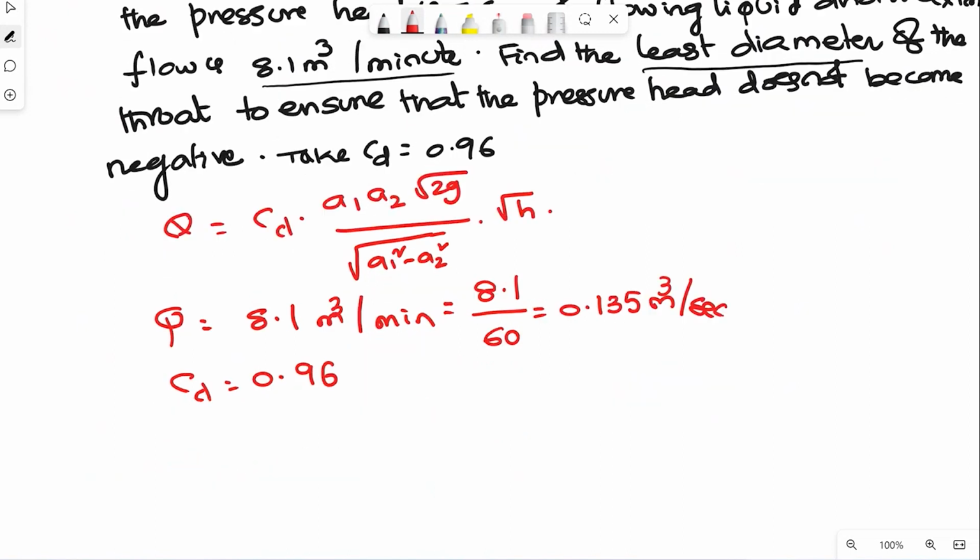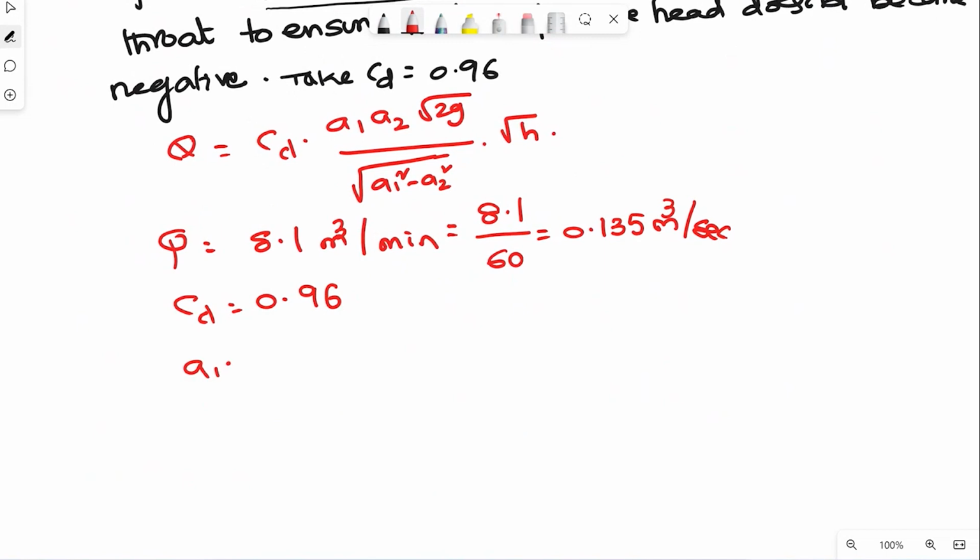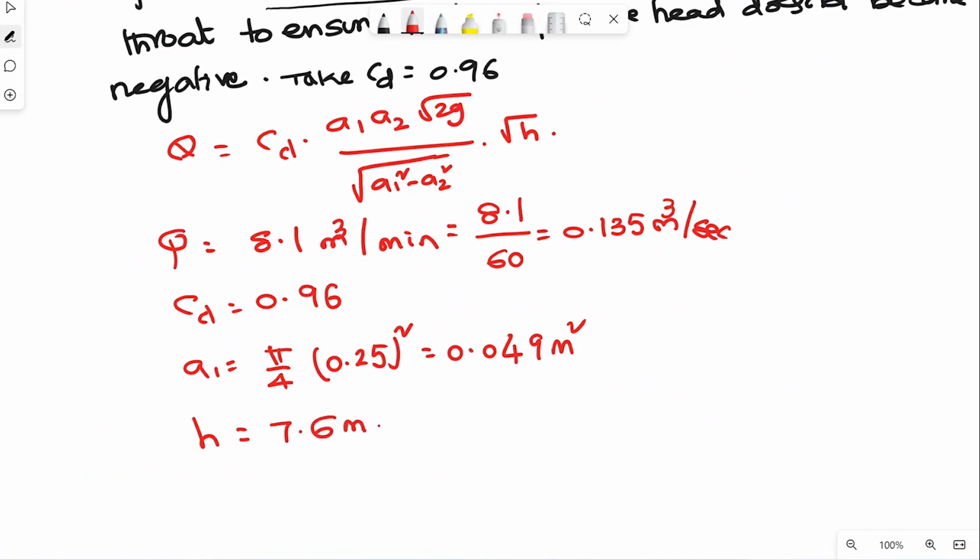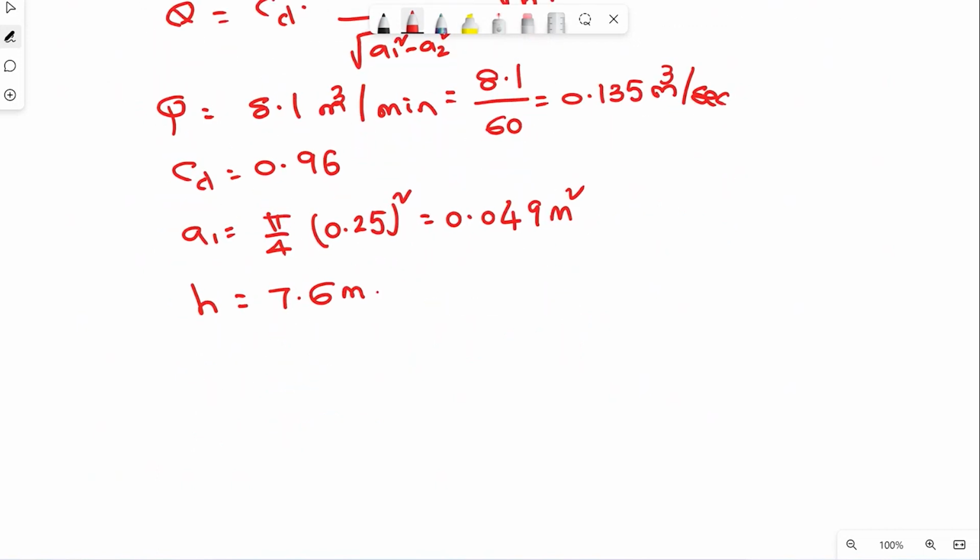Then what is A1 he has given? A1 is equal to pi by 4 into the diameter of the pipe, which is the diameter of the inlet. So 0.25 whole square. So it is equal to 0.049 meter square. Then actually he has given H is equal to how much? 7.6 meters. So this is what he has given. So now, taking all this into account, first put it. Q is how much?